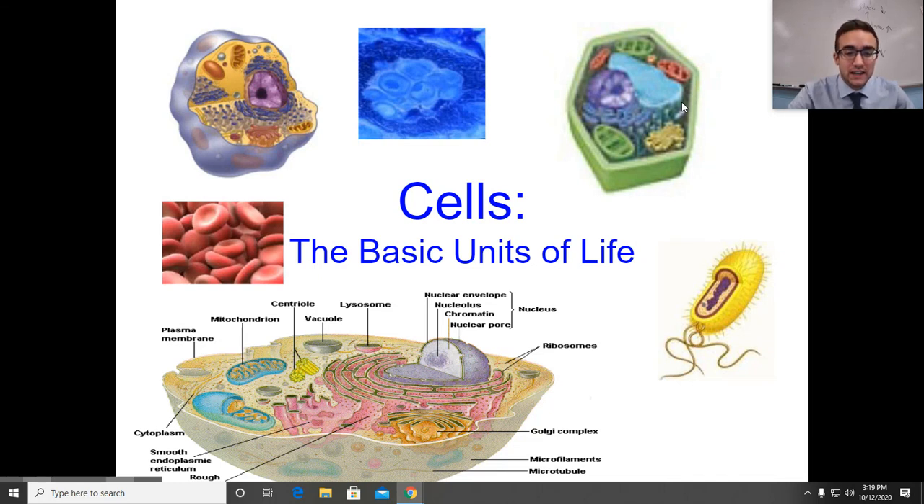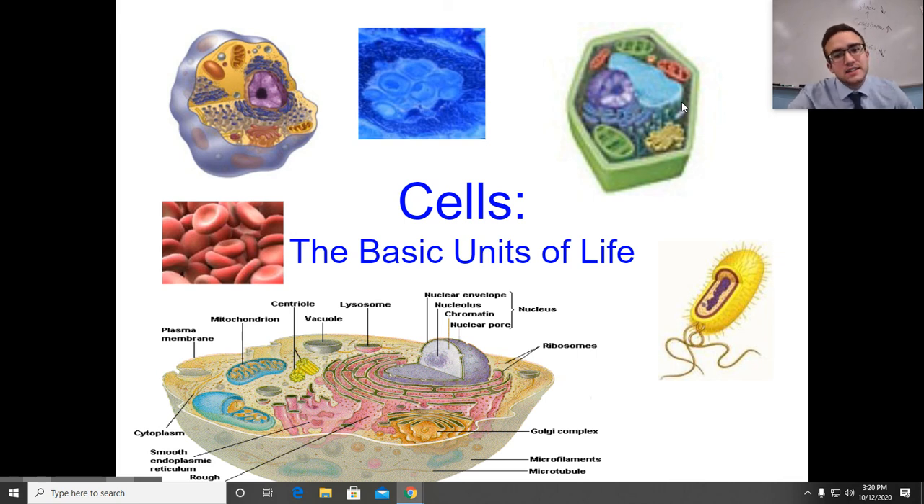Today we're going to be looking at cells. We're starting a new unit, and we'll be looking at cells as the basic building blocks of life. We learned that the building blocks of life are four macromolecules: carbs, proteins, lipids, and nucleic acids. Those come together to form our smallest unit of life, which is the cell.